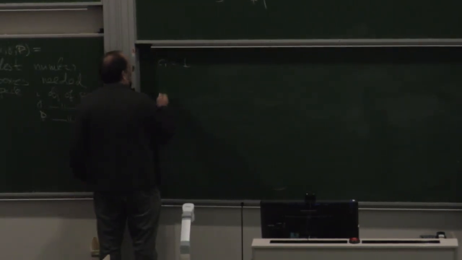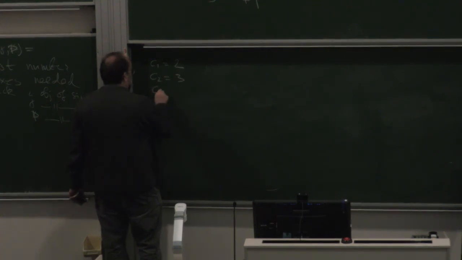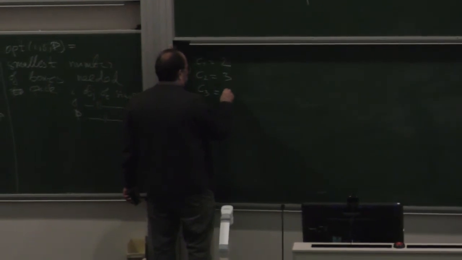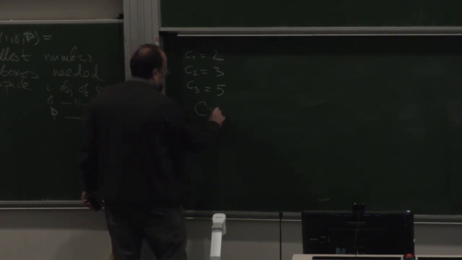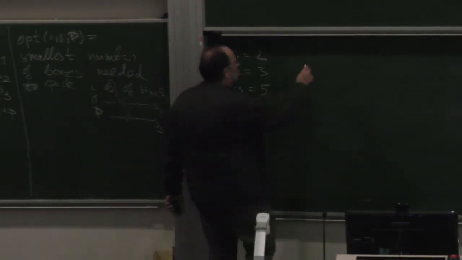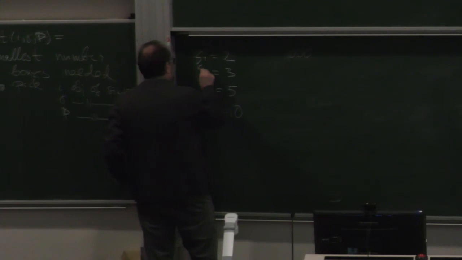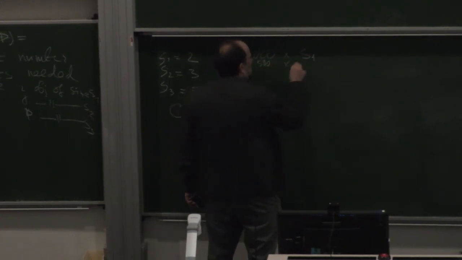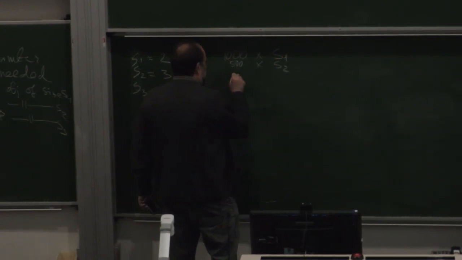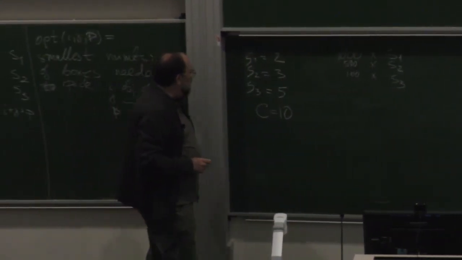Say S1 is equal to 2, S2 is equal to 3, and S3 is equal to 5. Your box of capacity C is equal to 10, right? And say you have 1,000 objects of size S1, 500 objects of size S2, and whatever, 100 objects of size S3, right? So what would the recursion look like?